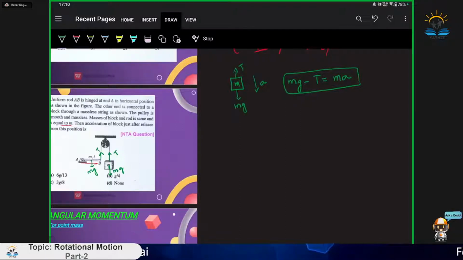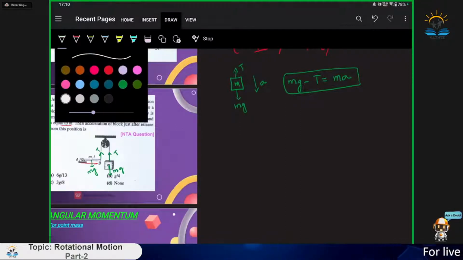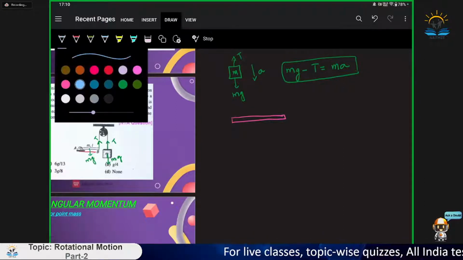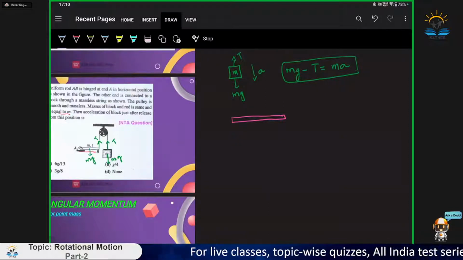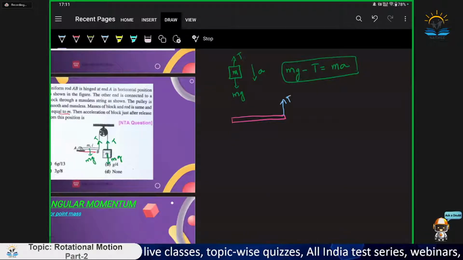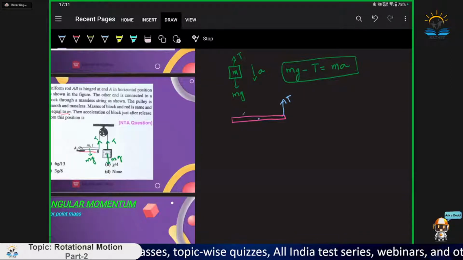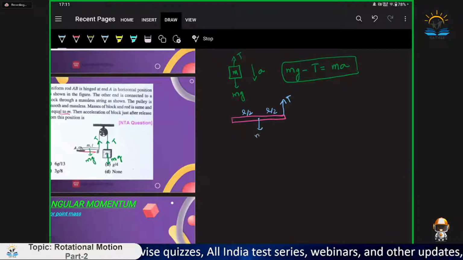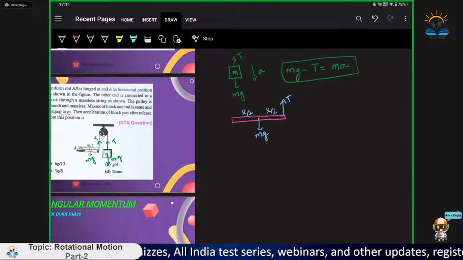Next, let's resolve about the rod. What is the condition about the rod? This is the rod. The forces acting on the rod are here, tension T is acting. And the length of the rod is L, so this is L by 2, this is L by 2. And mg is acting downwards.